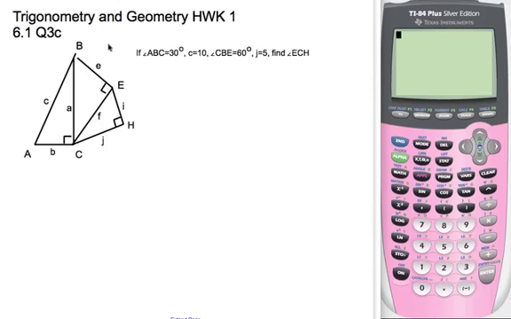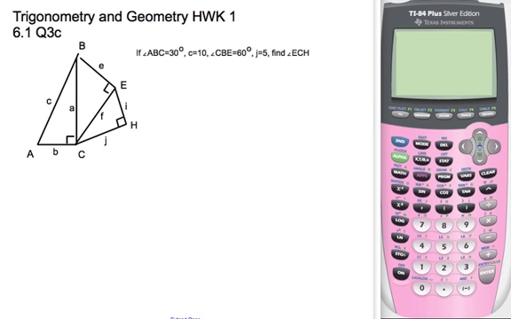Okay, so here we've got a problem where we're given some information and we need to put it onto our diagram. So this means angle ABC, so the angle from A to B to C is 30 degrees. Let's draw that in here. So that's 30 degrees. C is 10, that's this here. The angle from C to B to E, so this angle up here, 60 degrees.